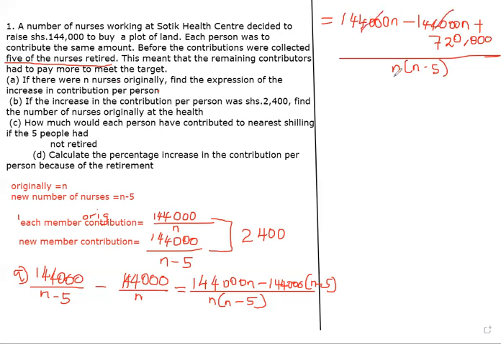So this one here will subtract to become 0. So up there, our simplified expression, the one that they want in part A, will be 720,000. Down here, you are free. You can leave it as n into n minus 5, or you can expand it. You can just say n squared minus 5n. That is part A. Part A solved.